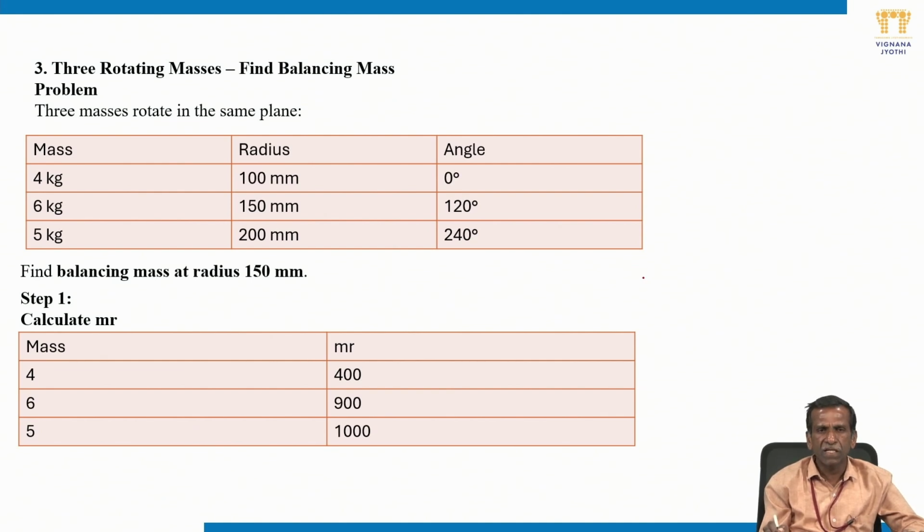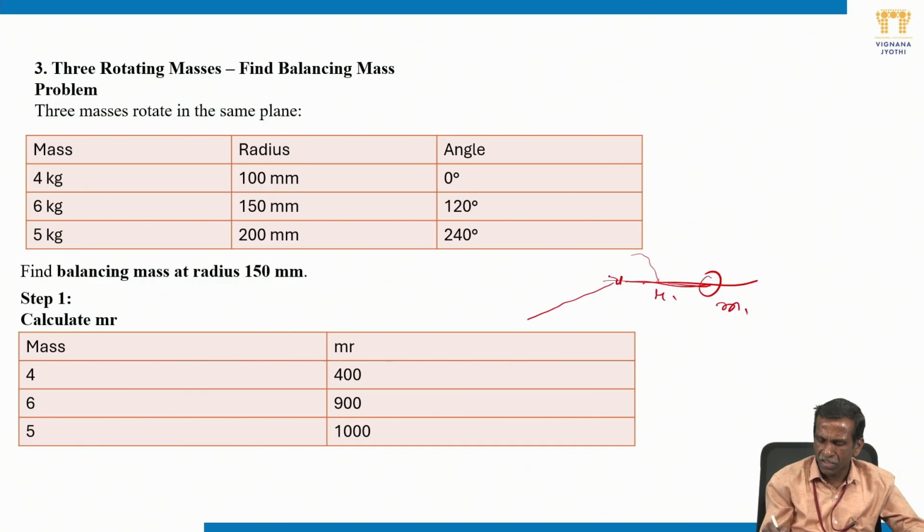Because here there are 3 masses, let me draw just a diagram. Here 0 degrees, one mass, there is a reference point. This is the radius, 100 mm. So at 0 degrees, this is M1, and R1 is the distance. The second one is at 120 degrees, where it is attached. Let us say this is M2. M1 is 4 kg, radius is 100, R1. M2 is 6 kg, radius is 150, R2.